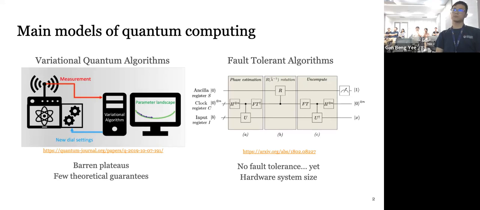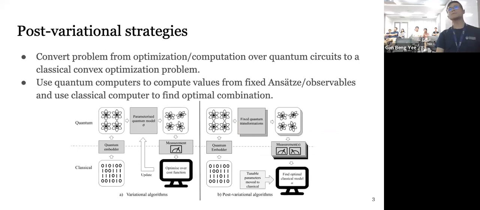So with these two main models having some difficulty in implementation, the question we want to ask is: is there some other way of combining classical and quantum computers to get some type of hybrid quantum-classical computation? Here I would like to talk about what we call post-variational strategies. These convert the problem from an optimization over quantum circuits to a classical convex optimization problem. We use quantum computers to compute values from fixed ansatz, or guesses, quantum circuits or certain observables, and use classical computers to find the optimal combination.